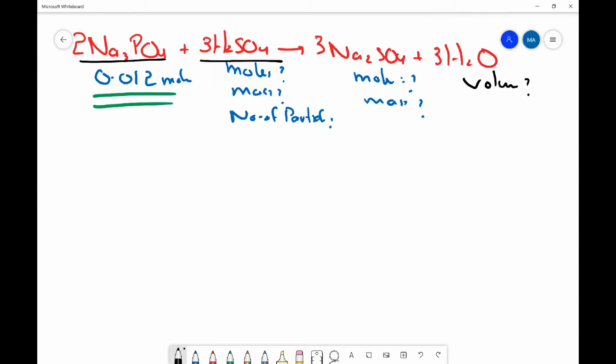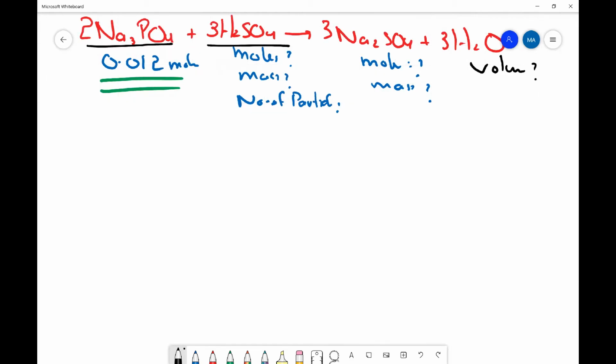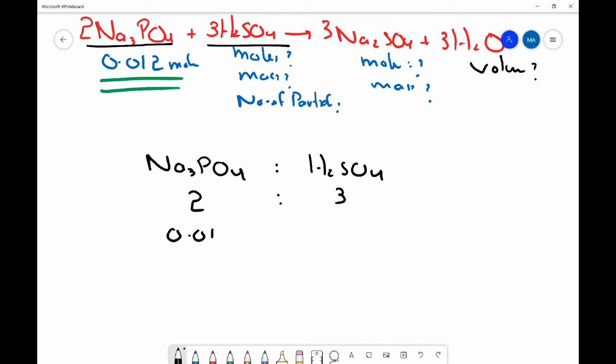It's between Na3PO4 and H2SO4. First we're going to write Na3PO4 ratio H2SO4. Then we put the coefficients, which for the first one is 2 and for H2SO4 it's 3. For Na3PO4 the moles are already given, but for H2SO4 it's going to be X. So 2x is equal to 0.012 times 3, which is 0.036.